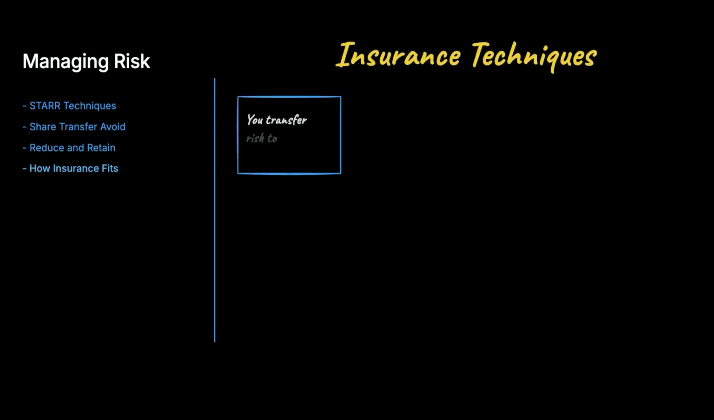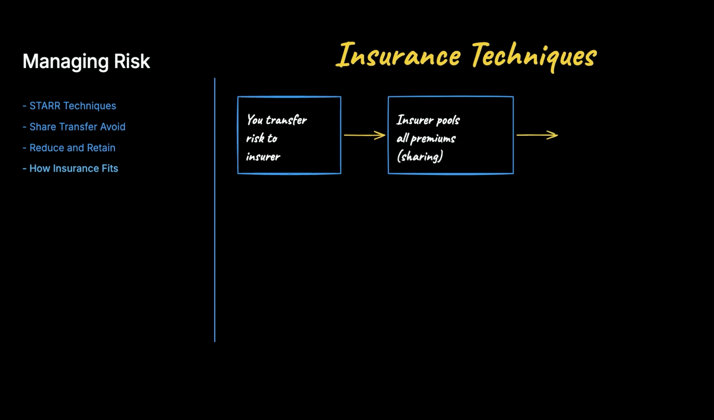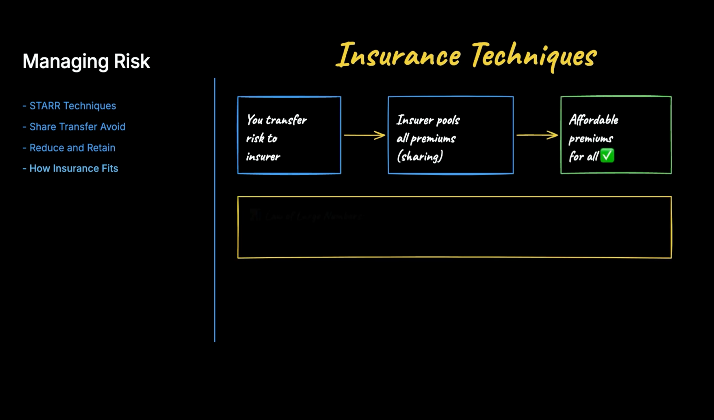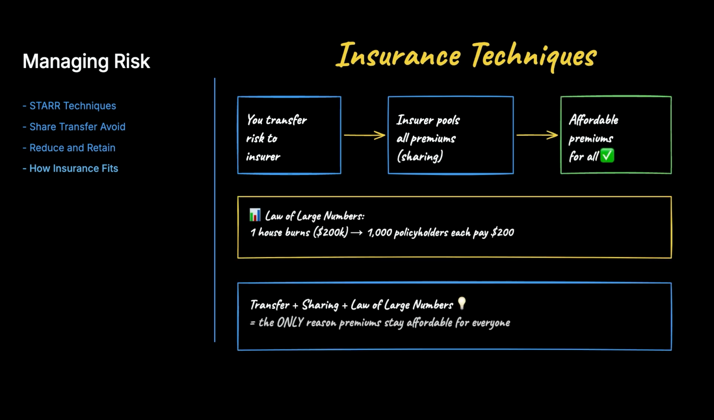Here's something elegant about how insurance fits these techniques. Insurance is the classic transfer technique, but the insurer then uses sharing, pooling everyone's premiums plus the law of large numbers to spread a few large losses across many insureds. That combination is the only reason premiums stay affordable for everyone in the pool.